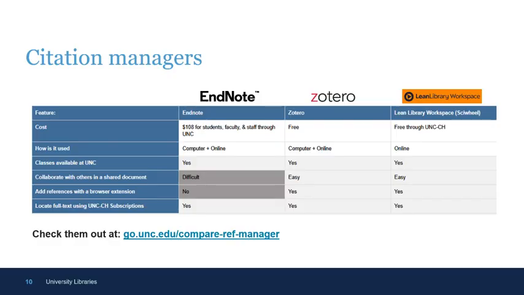If you plan on doing extensive research, such as a systematic review, EndNote is a great option for you. You or your department will need to buy a license, but it is available at a significant discount through the university. You can check which citation manager is right for you at go.unc.edu/compare-ref-manager, or contact the library with questions about how these tools can meet your needs.